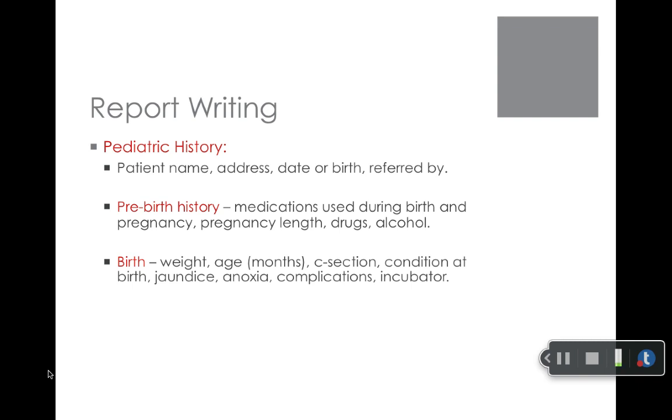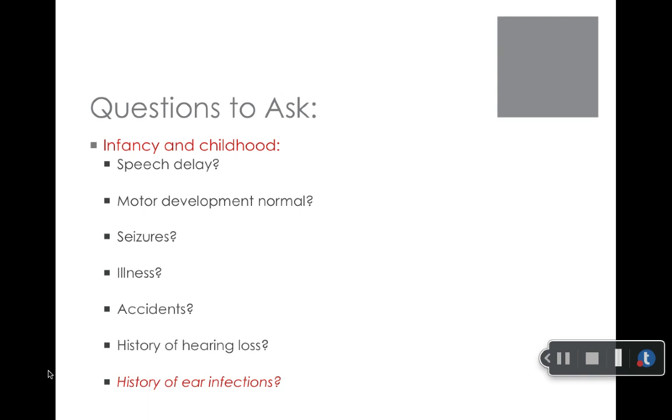So in addition to their name and their address, their date of birth, the reason that they're there, you also need to know if the mother was on any medications during pregnancy, if there were any complications during pregnancy, during delivery or after pregnancy, the drugs used, alcohol, birth weight, C-section, whether there was anoxia, complications, whether or not the infant was in the incubator. Remember, you need to get this thorough case history because some of the case history might indicate a warning or a high risk registry for the hearing loss.